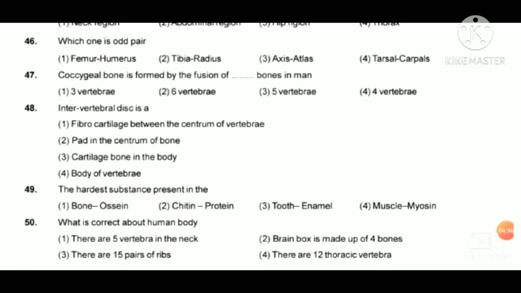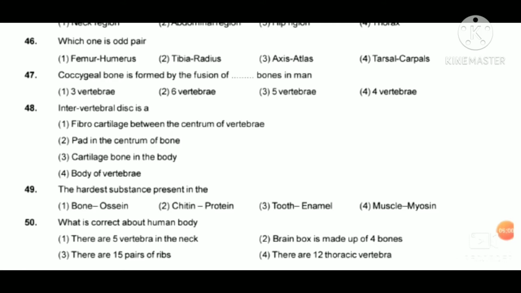Next is question number 50. What is correct about the human body? Number 1, there are 5 vertebrae in neck, number 2, brain box is made up of 4 bones, number 3, there are 15 pairs of ribs, and number 4, there are 12 thoracic vertebrae. Number 1, there are 5 vertebrae in neck. We already discussed there are 7 vertebrae in neck, so this is wrong. Next is option 2, brain box is made up of 4 bones. Brain box is also known as cranium. Cranium is made up of 8 bones, so this is also wrong.